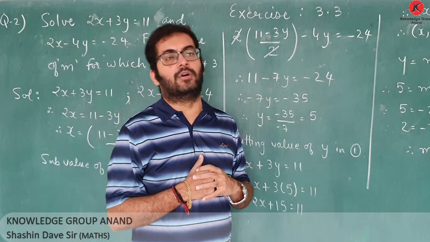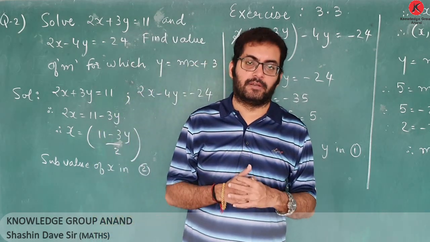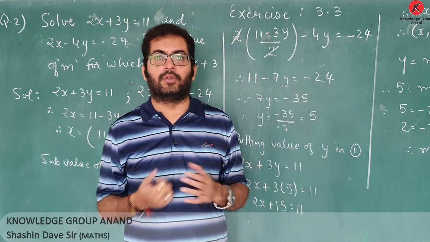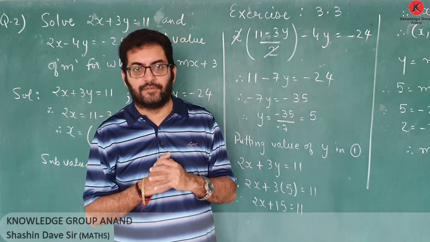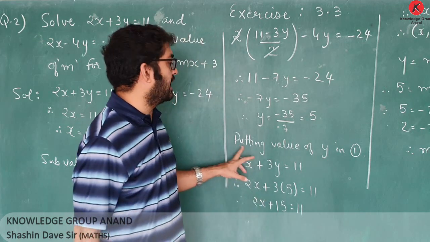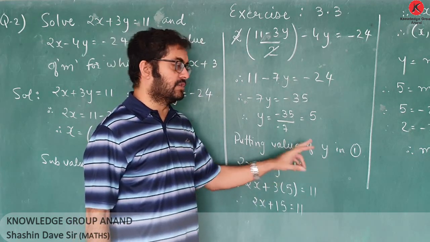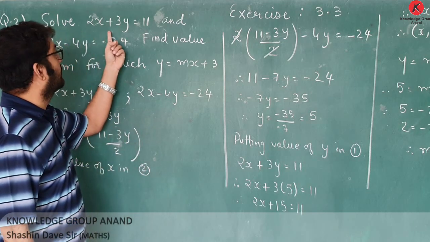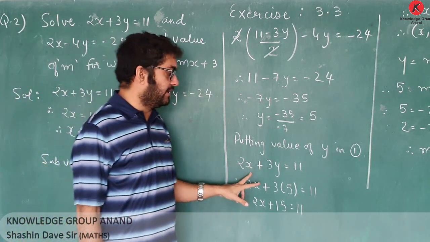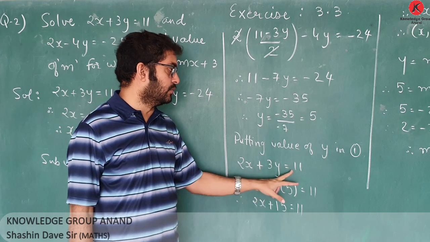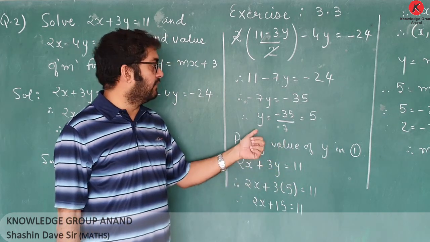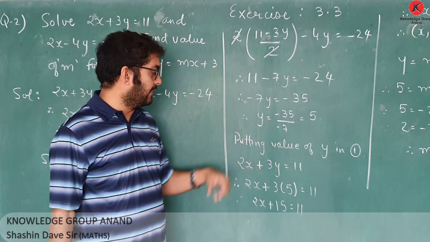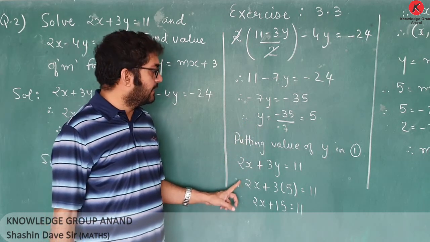After getting the value of y as 5, I can put that value in either equation 1 or equation 2 to find the value of x. Here I have put the value of y in equation 1. What was our equation number 1? Equation 1 is 2x plus 3y is equal to 11. So I have written this equation, 2x plus 3y is equal to 11. In that we already found the value of y. So the equation goes like this.